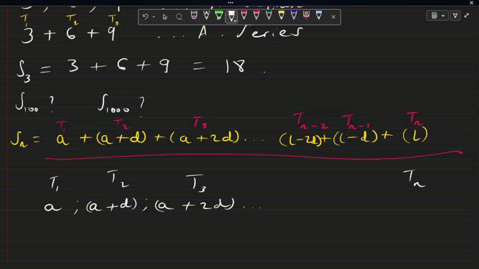So our last term is Tn, and Tn is simply L, and then the second last term is L minus D, because still the difference between one term and the following term is that constant difference D, okay? And then this is L minus 2D, and so forth. So this is Tn minus 1, and then this is Tn minus 2, right? Hopefully this is making sense.